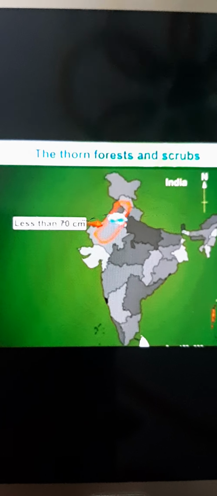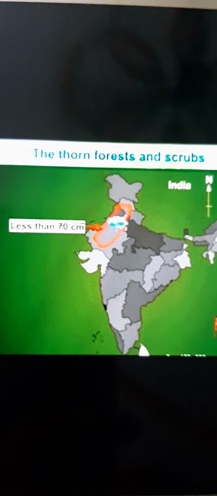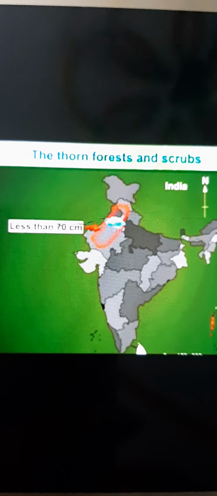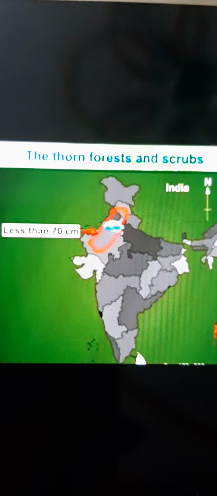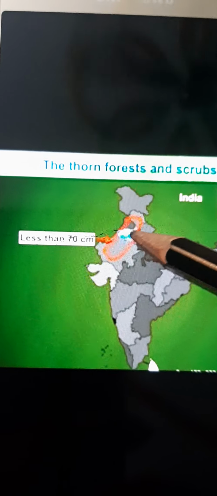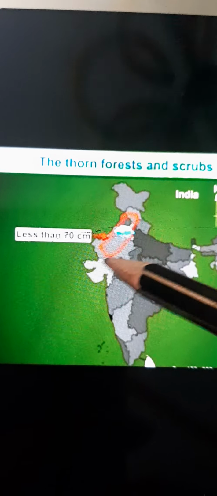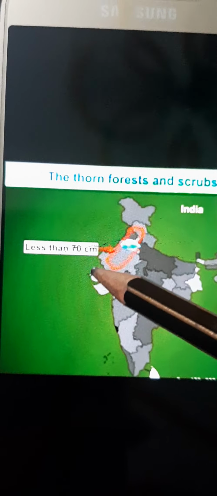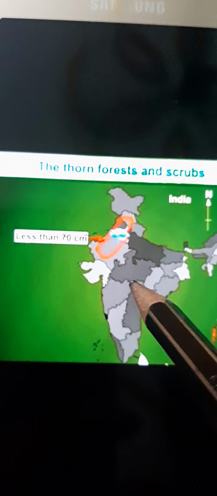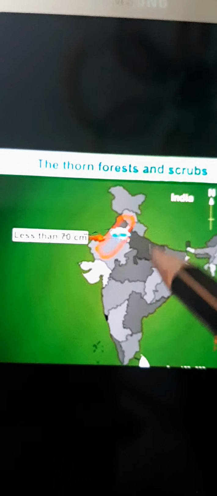Okay, so let's start our topic. Our next forest which we are going to discuss is the thorn and scrub forest. As you can see, I am showing you one map in which I have marked this blue color part, and it is highlighted with red color. It is written less than 70 centimeter. What does it mean? It is all about the climatic condition of this thorn and scrub forest.